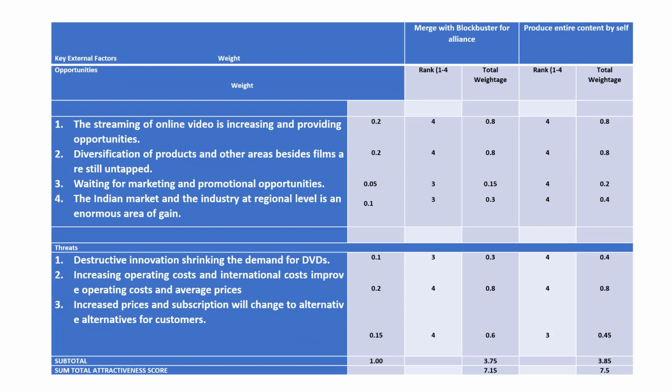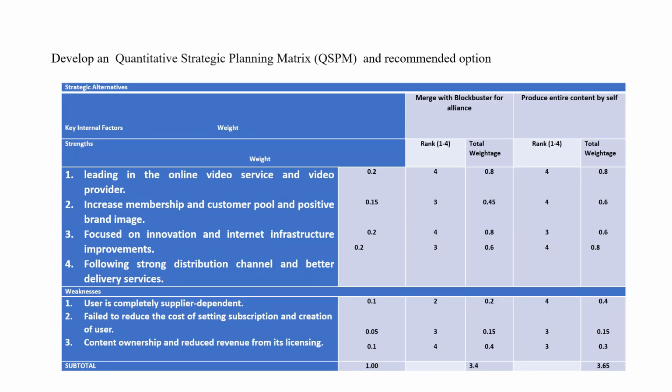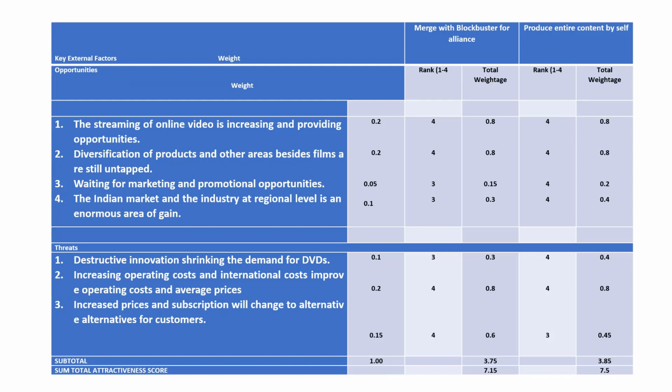And after that we have the opportunities. Streaming of online video is increasing and providing opportunities. Diversification of the product in other areas besides films still untapped, waiting for marketing and promotional opportunities. Indian market and the industry at regional level is an enormous area of gain. After that we have threats. The destructive innovation shrinking the demand for DVDs, increasing operating costs and other international costs, improved operating costs and average prices. And finally, increased prices and subscription will change to the alternative for the customers.